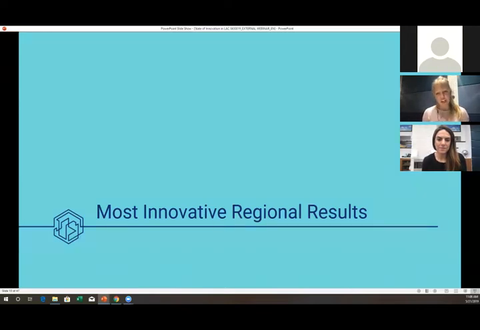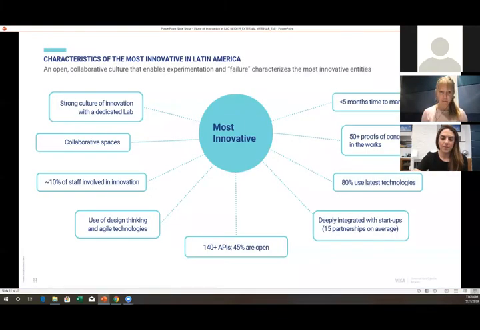Okay, so this first section, as we dive into our results, it really captures the high-level findings of our study. And this slide is really driving home our key message, the key insights that we captured from our research. What we have here are the main characteristics of innovative organizations in Latin America. Through our interviews and through our research, what we discovered was that the most innovative organizations in Latin America share a common culture and common principles, characterized by collaboration, openness, and transparency.